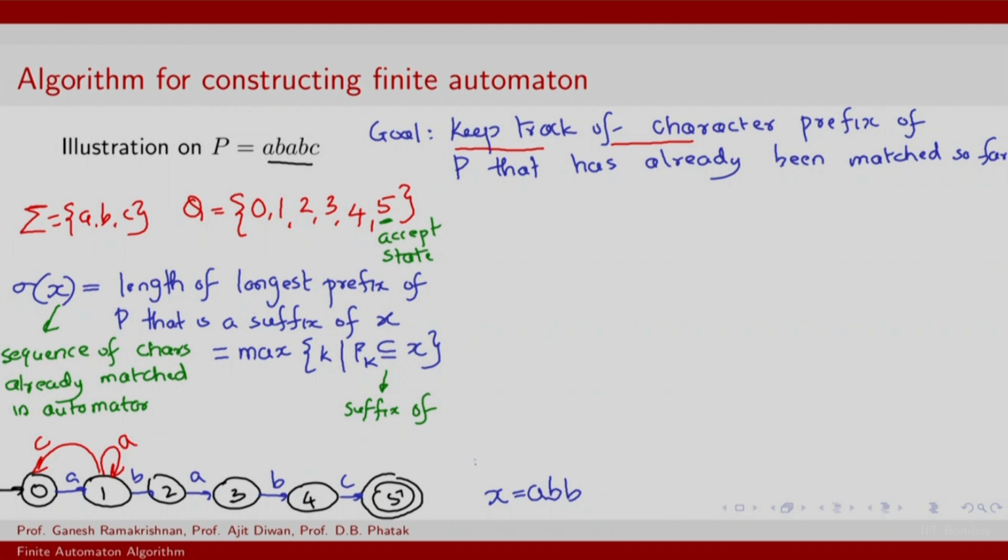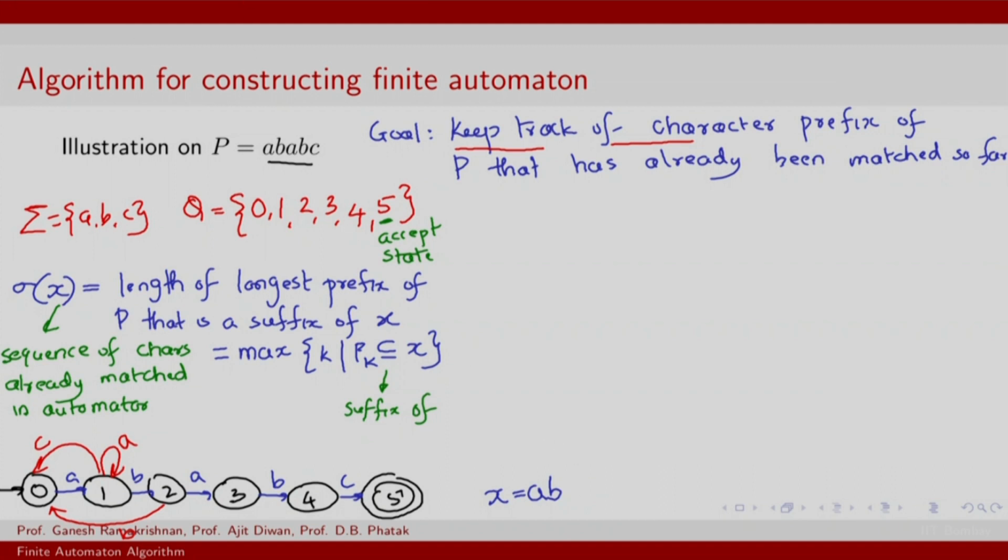Well, it turns out that it is 0. So when I see a B in state number 2, I have no option but to go back to 0. This is also intuitive. For the string ABB, you basically have to start any subsequent matches from scratch, from the start of P.